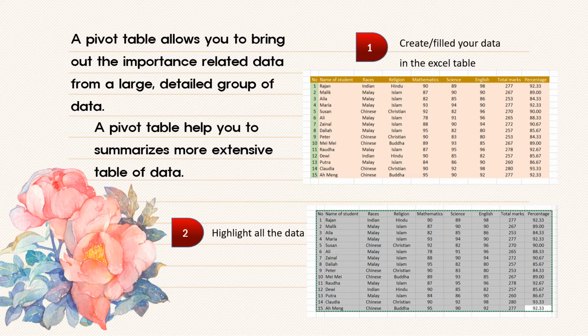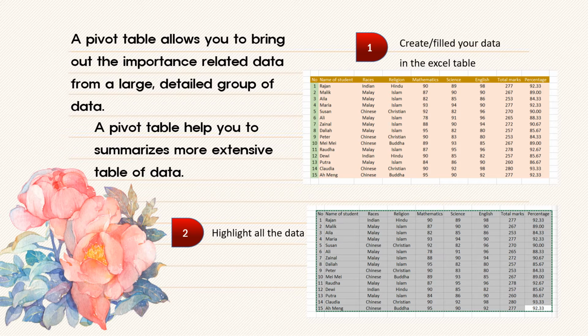A pivot table allows you to bring out the important, related data from a large, detailed group of data. A pivot table helps you to summarize more extensive data tables. It shows you that Microsoft Excel can help you keep a lot of data in one file, which may have more than 10 sheets.